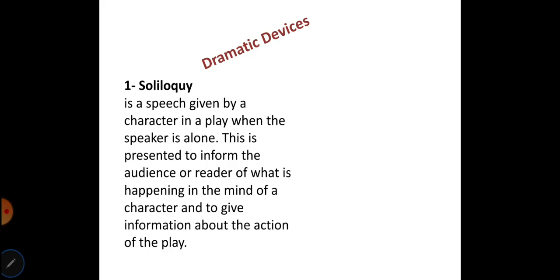I'm sure you have watched a play when suddenly all the actors leave the stage. You know what I mean by stage. I mean خشبة المسرح. Okay? When all the actors leave, the actor is alone and he wants to say something to the audience. This is presented to inform the audience or reader of what is happening in the mind of the character and to give information about the action of the play.